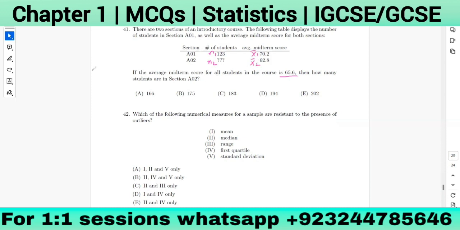So the average of all of the students is basically N1 x1 bar plus N2 x2 bar, divided by N1 plus N2, which should be equal to the average of all the students, which is 65.6.